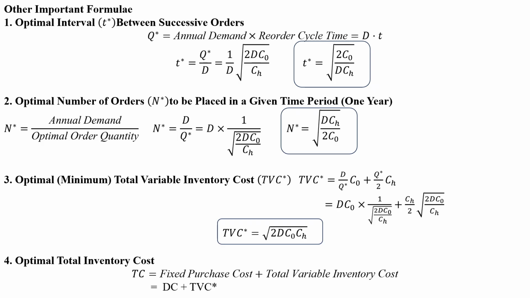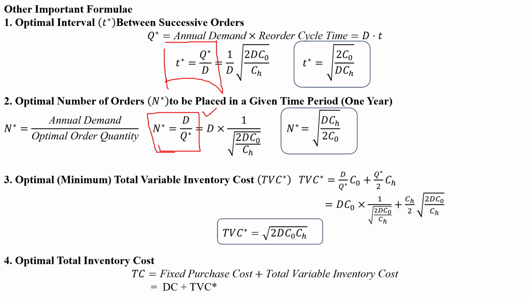And we have to remember the other important formulas. Optimal interval between the successive orders, T star equal to Q star divided by D. We have to remember this formula. And the second one is the optimal number of orders, N star equal to the annual demand divided by optimal order quantity. So N star equal to D by Q star.